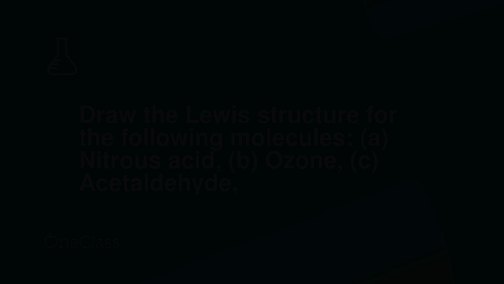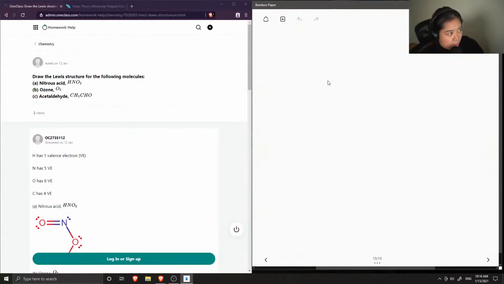So on to question number 3. Draw the Lewis structures for the following molecules. A. Nitrous acid, HNO2. Let's calculate its total number of valence electrons.